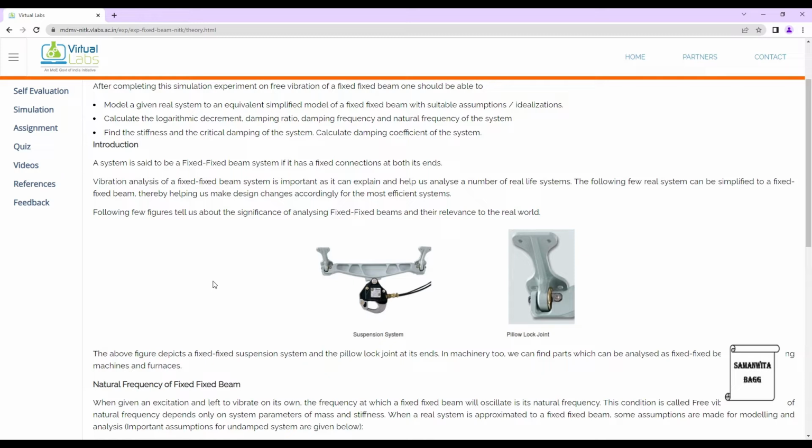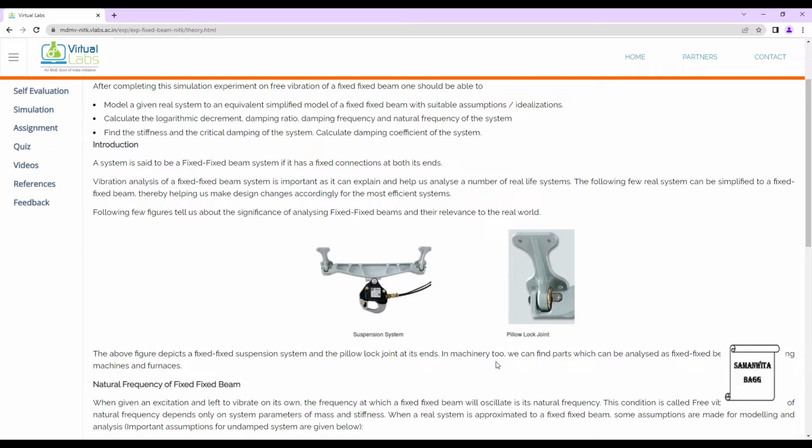So here you can see an example of a real system, a suspension system. Both these ends are going to have this kind of a pillow lock joint. Now they are supposed to be fixed here. So it is easier to analyze this kind of a beam when these two ends are fixed, and you can accordingly design for the system such that it has a critical damping. You can determine the stiffness of this suspension material based on what choice of material you make. The above figure depicts a fixed suspension system and the pillow lock joint at its ends.